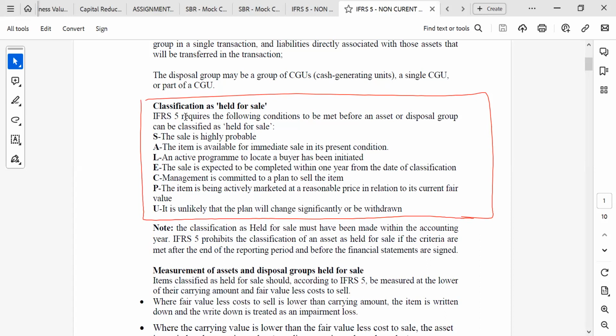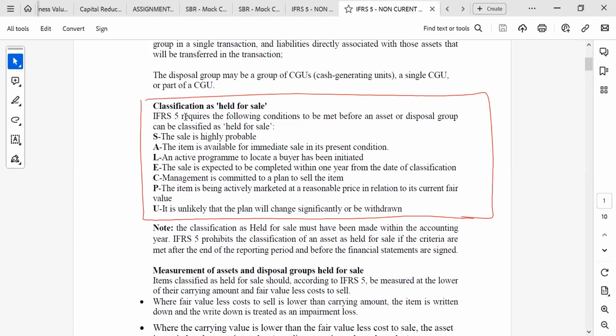Probable. We are convinced that we are going to sell the asset. There is nothing else that we are going to do than selling the asset. So the sale is highly what?